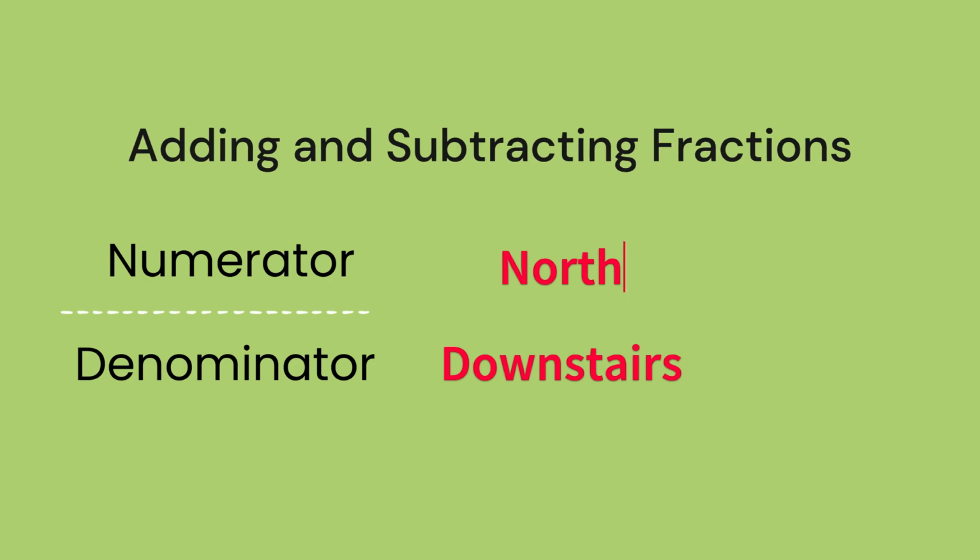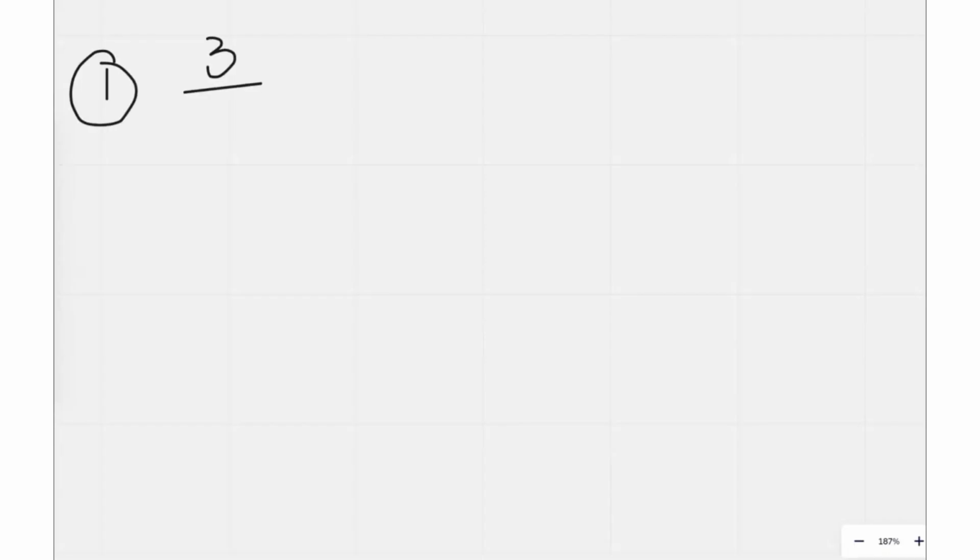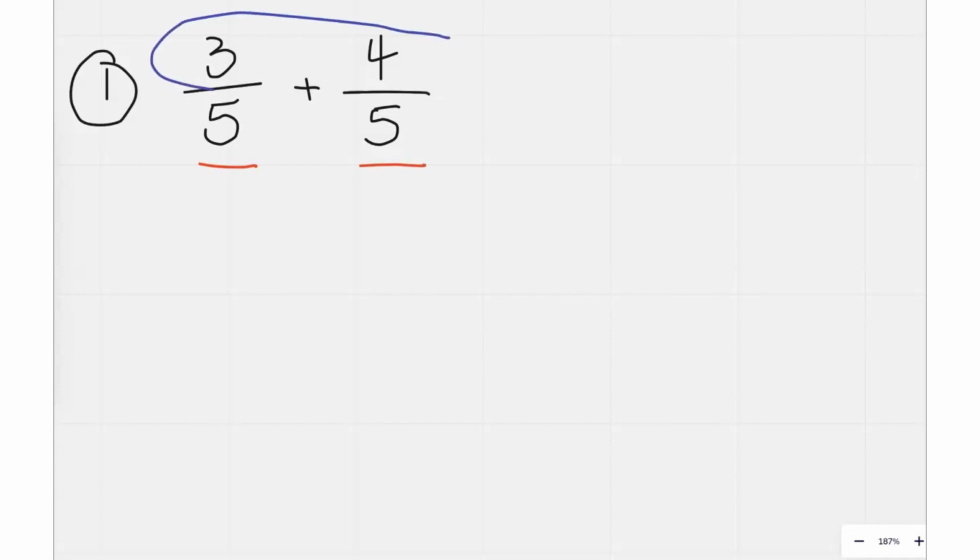So let's get started with an example of adding two fractions. We have 3/5 plus 4/5. Notice that the denominators are the same value, both 5. Since these fractions have a common denominator, we can keep them as is and carry the denominator over to our answer. Now all we need to do is add the numerators, 3 plus 4, which is 7. Since the denominator is the same, our final answer is 7/5.